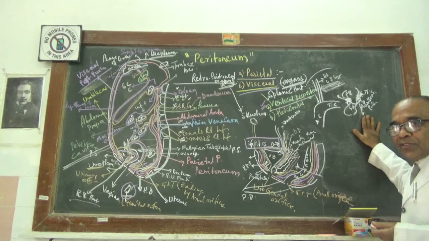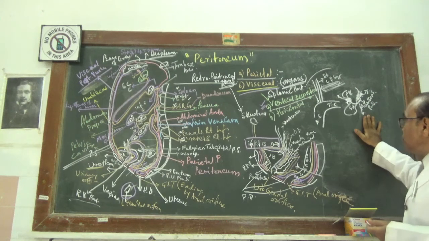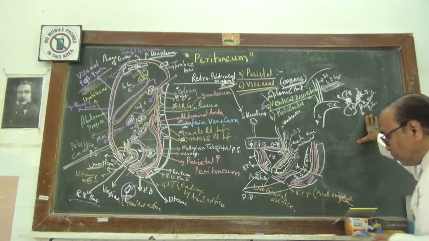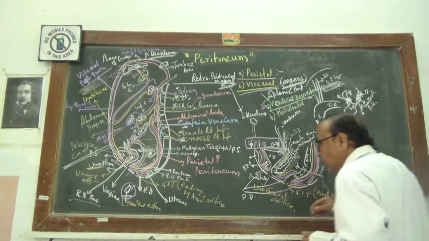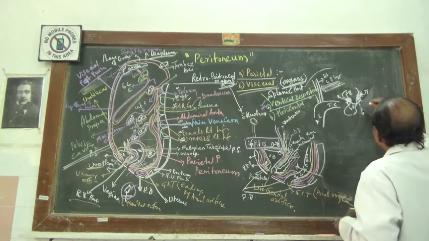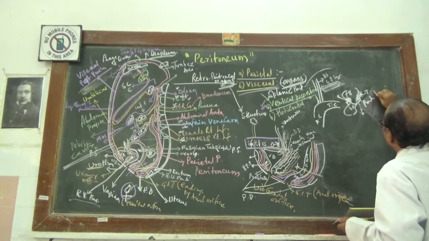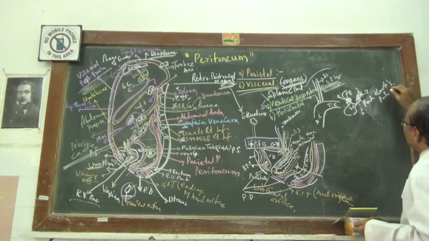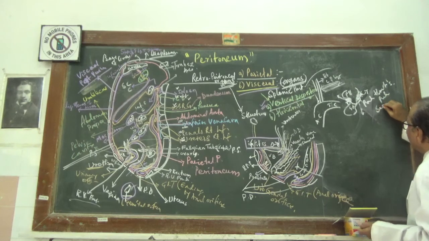So this Morison's pouch, it may not be a Morison's pouch, but the pouch is called what? Pouch of Hartmann. This is the pouch of Hartmann, Hartmann's pouch or Hartmann's sac.